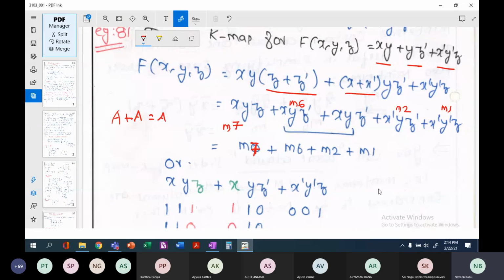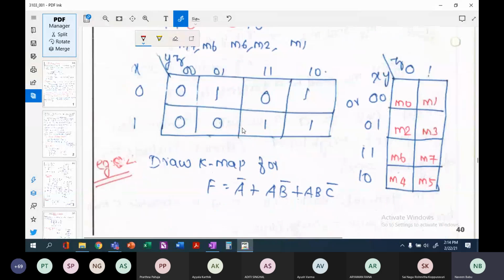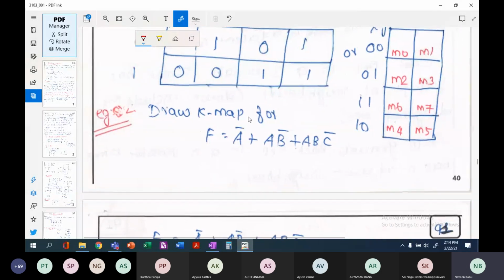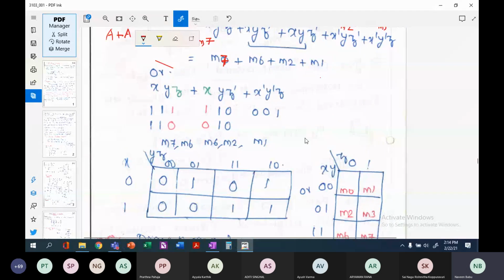Okay. Now, next step, what you should do here is, now we have identified the minterms m1, m2, m6 and m7. Now let us make a K-map. You can either make your K-map like this or you can make your K-map like this. What I mean by that is, with the variables x, y, z, either you can combine x, y or you can combine y, z. So here y, z has been combined, here x, y has been combined.